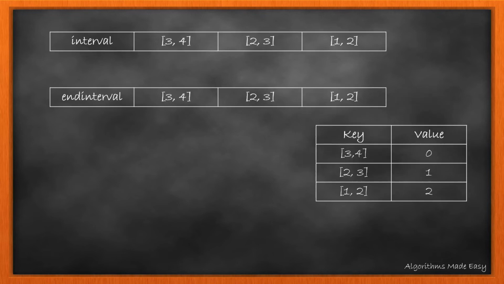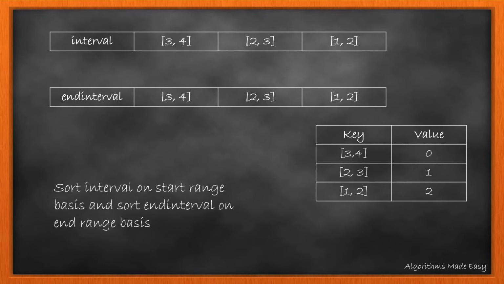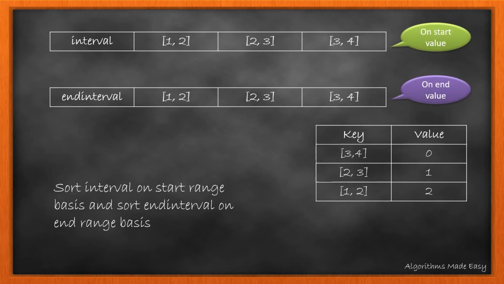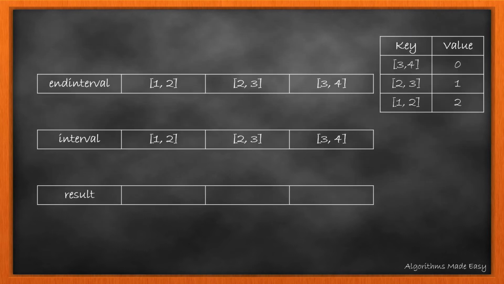So now we create one more array. We will name it end interval. We now will sort the 2 arrays, but both in a different way. We will sort the interval array based on its start value while the end interval array on its end value. Now that all the data is ready, we will start computing the results. We will have an array to store the result.